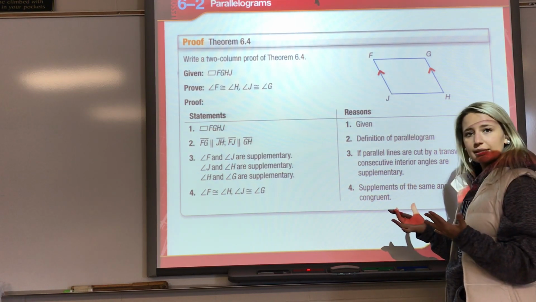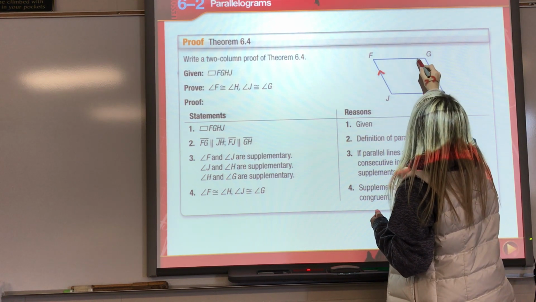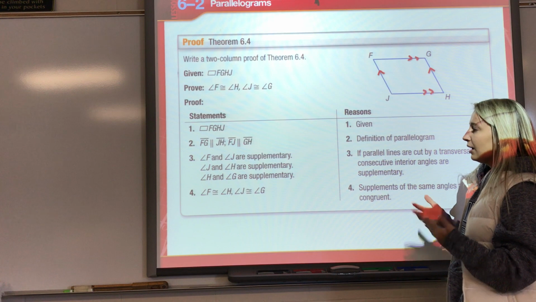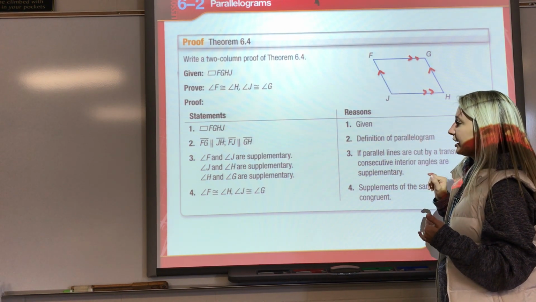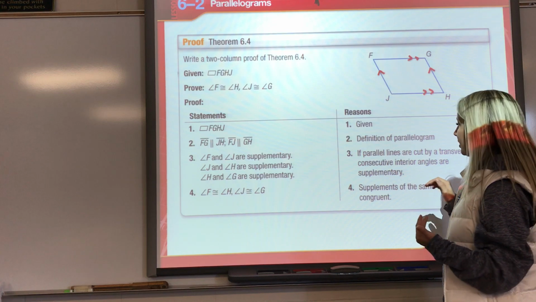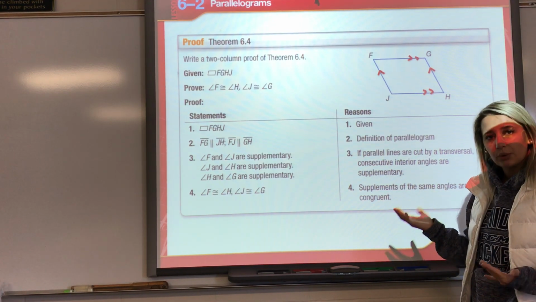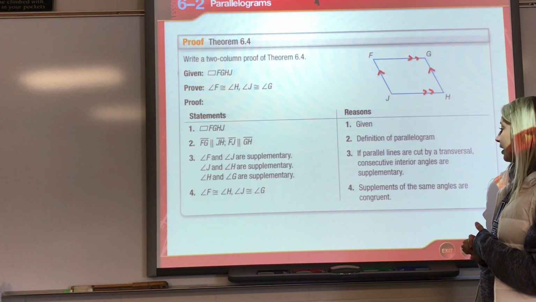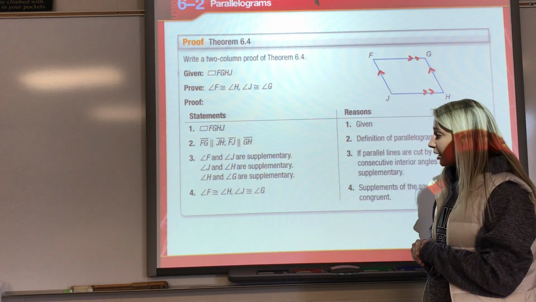So those opposite sides are parallel, and I'll do a little double over here to show that those two are parallel to each other. Now, since F and J are supplementary, J and H are supplementary, and H and G are supplementary, they're all being cut by a transversal, so we can use that. And then, boom, supplements of the same angles are congruent, so F and H are congruent, and J and G are congruent.